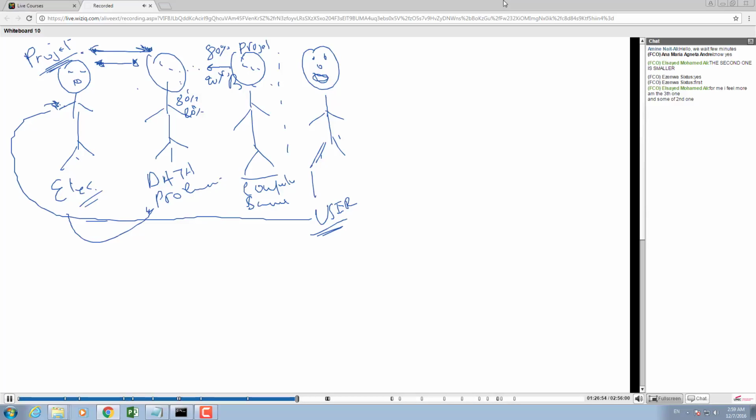So the answer from an online student was that for me, I'm the third one and some of the second, between 3 and 2. So that's why it's important for your project to think about something which matches your profile. And you have to think about your project now.